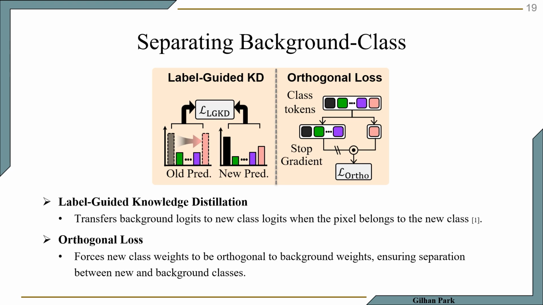Together, these two methods, label-guided knowledge distillation and orthogonal loss, work in harmony to reduce background shift toward new classes. Label-guided knowledge distillation transfers essential knowledge from the old model to the new classes, while orthogonal loss makes sure that the new classes are clearly separate from the background. This combination ensures that the model can accurately learn new classes without losing the ability to recognize old ones.